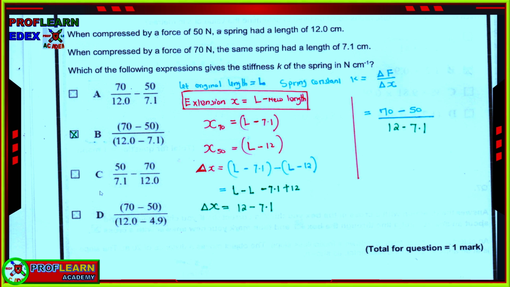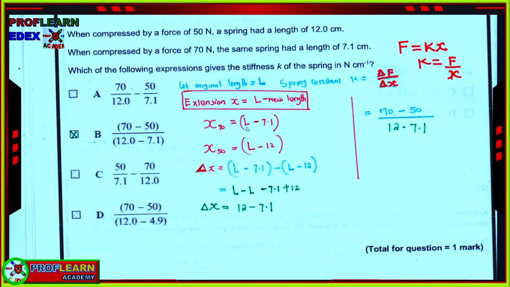The spring constant K is the change in F over the change in extension, because we are using the formula. We've talked much about springs. We have used the formula force equals Kx, and then we can rearrange: spring constant equals F over X. So the spring constant is going to be change in F over change in X.